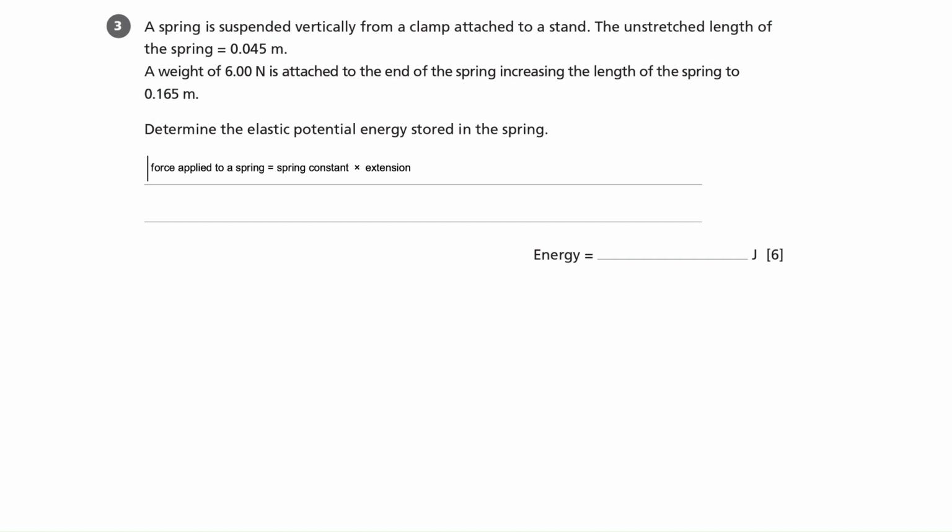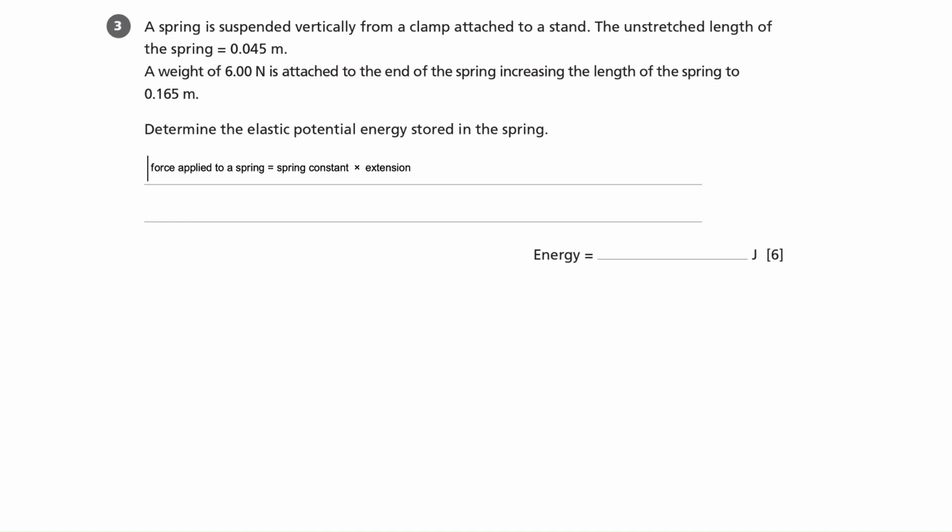Okay, so there's three parts to this question. First, we need to think, how are we actually going to get the elastic potential energy? Well, we can use the elastic potential energy equation. We'll be given that formula in the exam. It's elastic potential energy equals 0.5 times spring constant times extension squared. However, the key thing is that we need the spring constant, and the spring constant isn't given to us in this question. Therefore, we're going to have to calculate the spring constant.